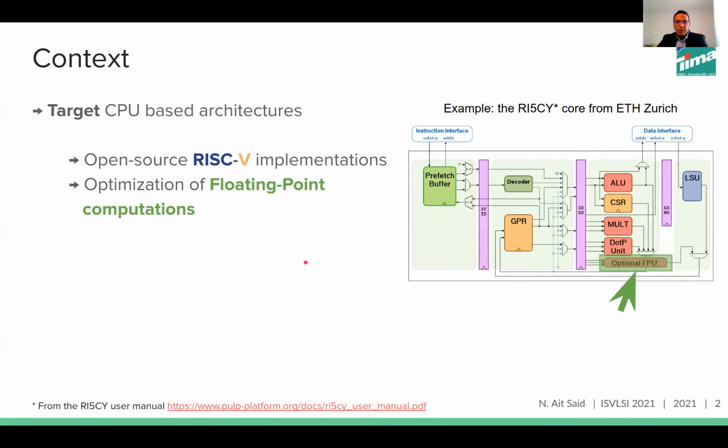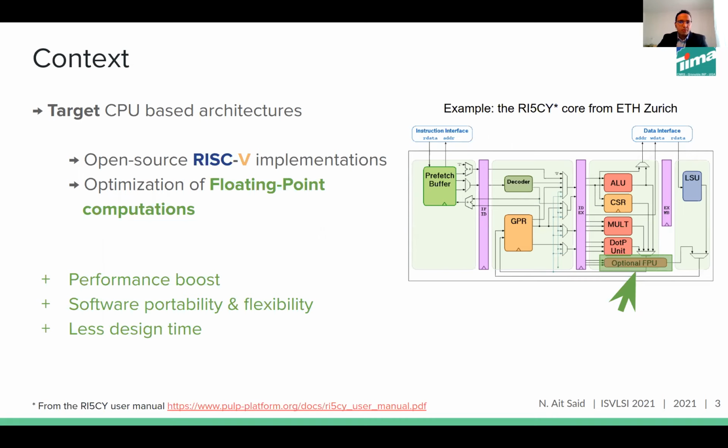Before we start, I will introduce the context of our research. In our case, we target CPU-based architectures, mainly open source RISC-V implementations. More specifically, we focus on floating point computation optimization. And as you know, floating point units are available in most CPUs nowadays. Since they boost the performance, they enhance software portability and flexibility, and they also take less development time compared to other arithmetic systems, such as fixed point, for example.